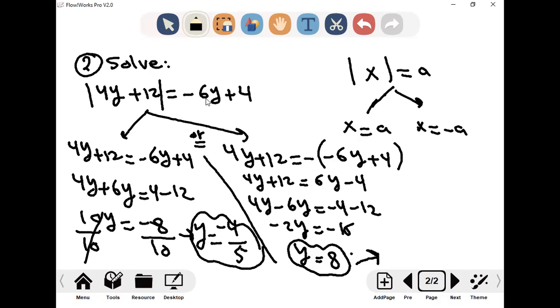صح؟ جرب. Negative 6 by negative 4 over 5, it will be positive, whatever. Because negative times negative, right? But here, if you substitute 8, this will be what? Negative. But the absolute value can't be negative. The absolute value can't be negative.